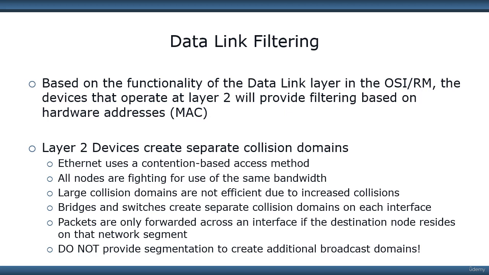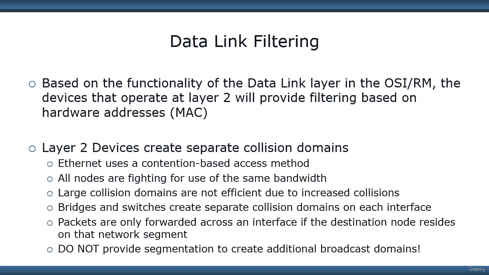Bridges and switches are layer 2 devices. They both create separate collision domains on each interface. When a packet hits an interface, it's only forwarded across the interface if the destination node actually resides on that segment. All right, so a switch gets a packet in port number 1, and then it looks at a MAC address table to determine where this packet was actually supposed to go. Okay, and if the packet is actually supposed to go to port number 4, it only sends it out port number 4. It doesn't bother ports 2 and 3. Okay? Same thing with a bridge. We'll see smaller number of interfaces.